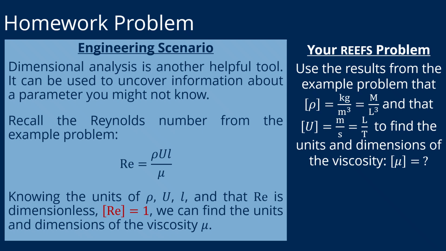For the homework problem, we will extend the example problem. Dimensional analysis is another helpful tool. It can be used to uncover information about a parameter you might not know. Recall the Reynolds number from the example problem. Re equals rho, the fluid density, times U, the fluid velocity, times L, a length scale, divided by mu, the fluid viscosity.